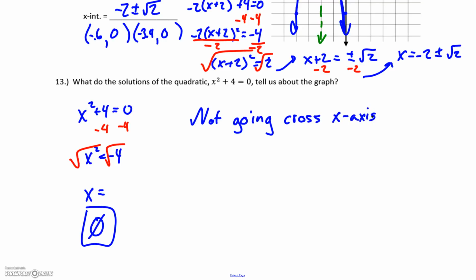And the fact that this opens up because the a value is positive tells us a lot about this graph. It means that this is above the x-axis and it opens up, so it never actually crosses the x-axis. That's what no solution means, because remember, solutions deal directly with the x-intercepts. Okay?